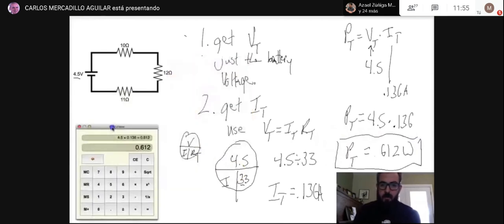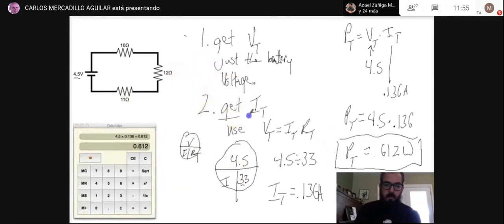One really easy step. One step's a little more complicated. We have to get I total, and again, we're going to use Ohm's law formula for that. V equals IR, all totals. And again, P equals V times I total, all totals, right? And shouldn't be too rough for you, I'm hoping.